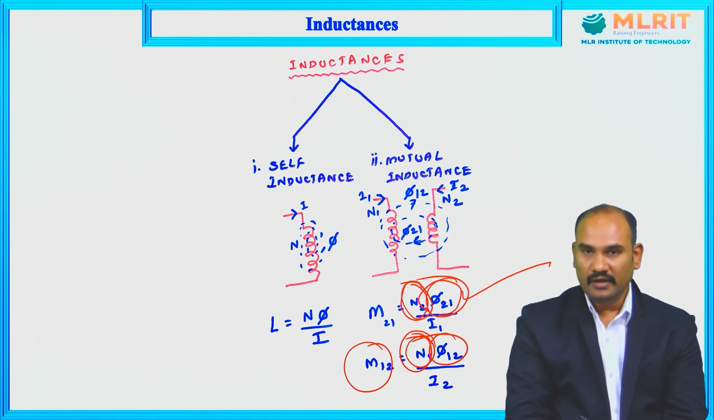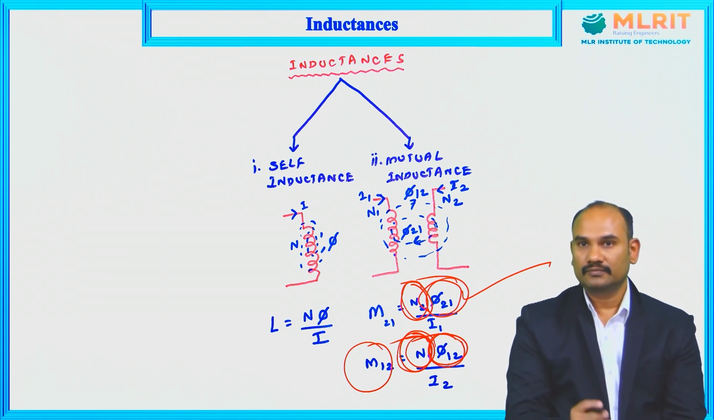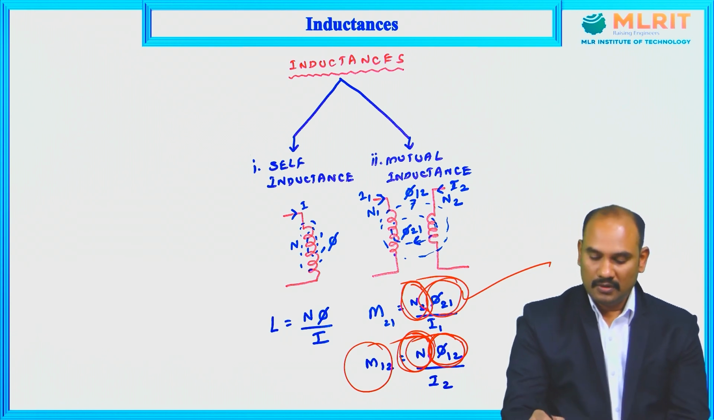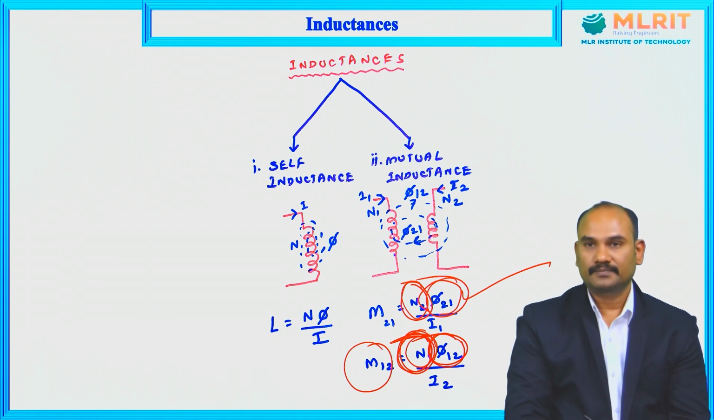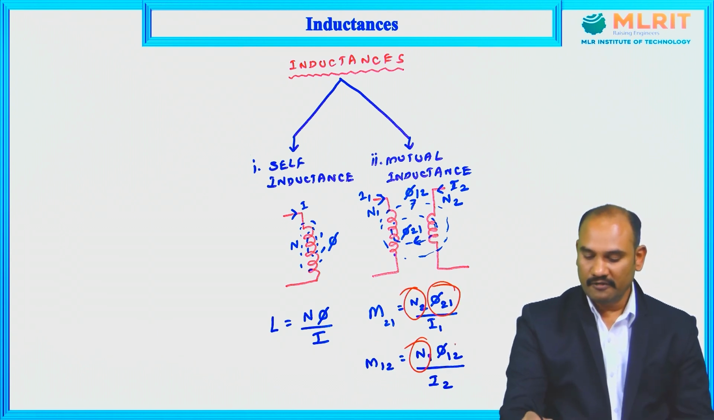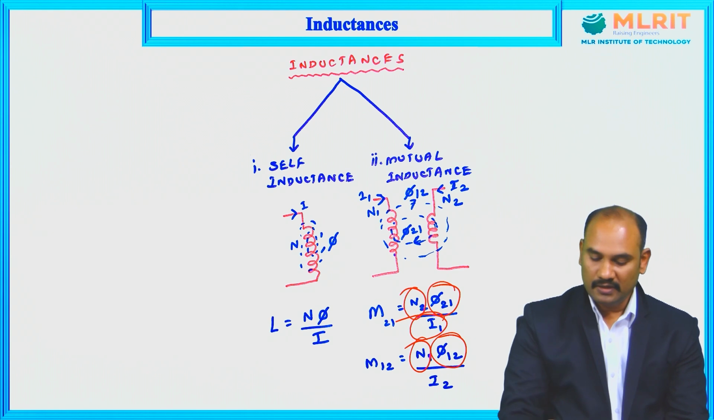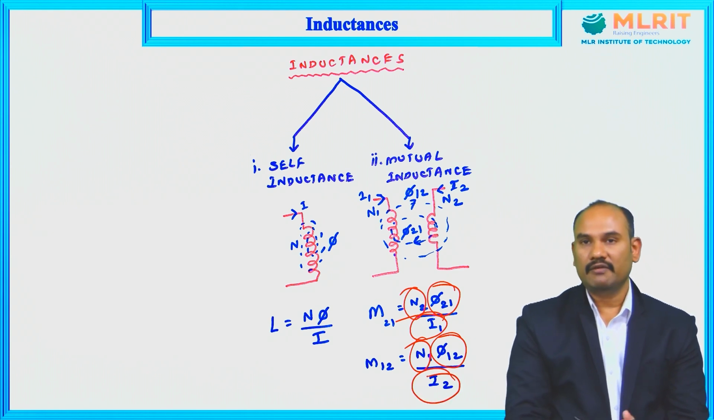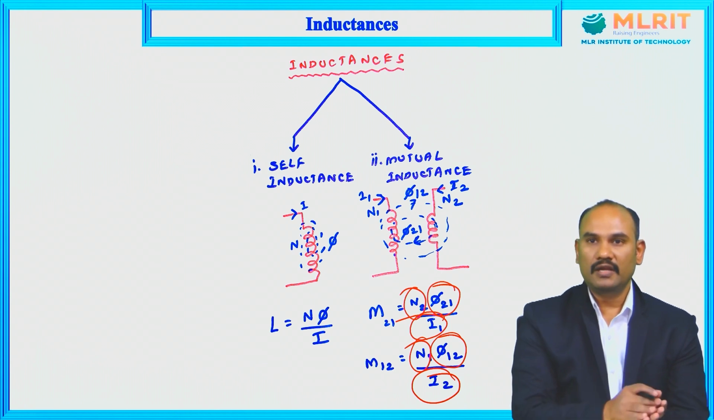Flux linking to the first coil, number of turns of the first coil, flux linking to the first coil due to the second coil, phi 12. How much flux linked to the first coil? N1. So, just the difference is in place of N2 you have N1, in place of phi 21 you have phi 12. After all, why do you get flux in the first coil? Because of current in the first coil, I1. Here I2, in place of I1 you get I2. So, just these are the two different types of mutual inductances between first coil and second coil.